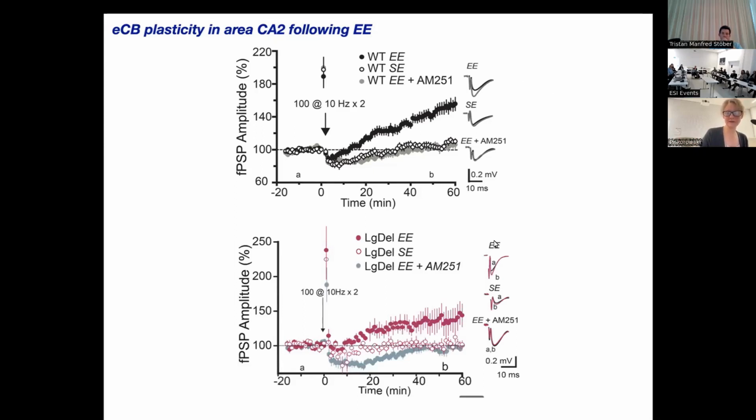And luckily, because we see this, our interpretation of the rescue, we can induce the ECB plasticity in the deletion mice after enrichment. So that's what we see here in this dark magenta trace. So these are deletion animals that have been living in an enriched environment. And you see if we block the endocannabinoid receptors or we keep them in standard environment, we don't see this plasticity.